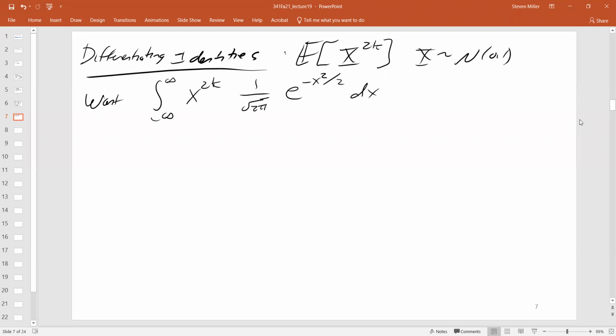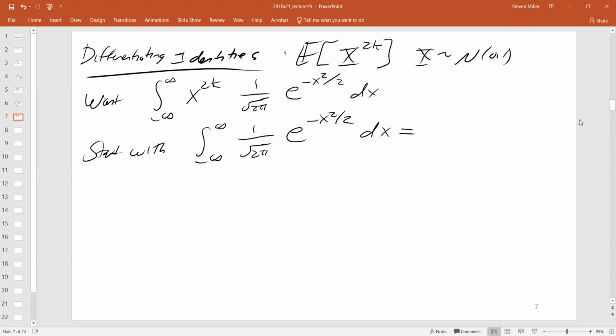Now, when I look at this, I don't really have an identity that comes to mind that I can differentiate, right? We need an identity to differentiate. So what we're going to do is start with the integral from -infinity to infinity of 1 over square root of 2 pi, e to the negative x squared over 2 dx. What should this equal? Not 1.